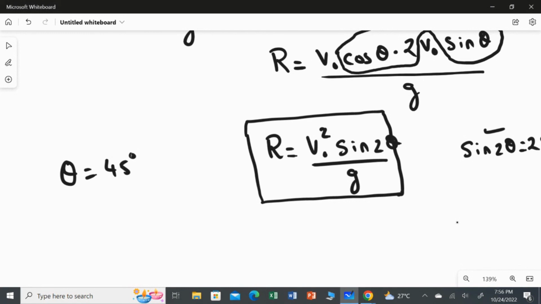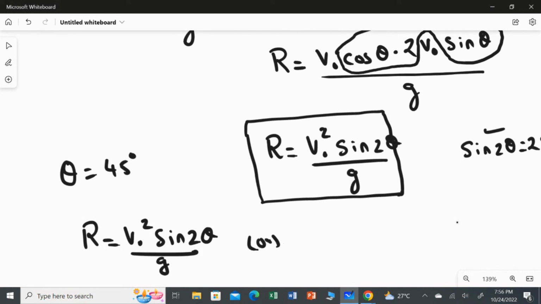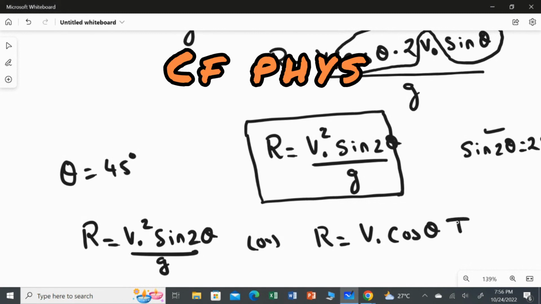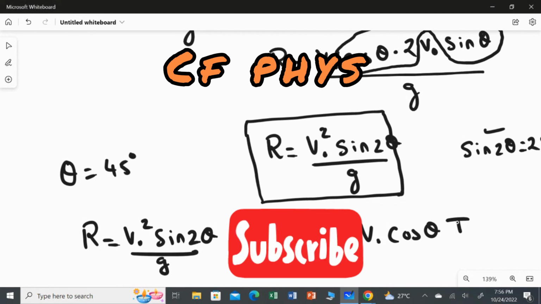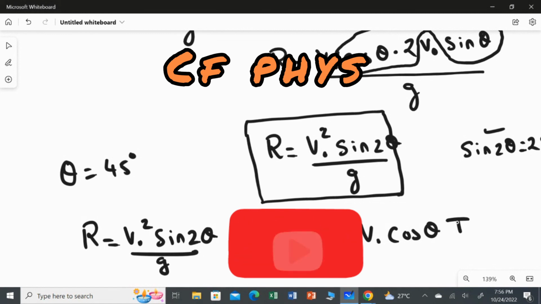Clear? So for calculating the range, you can use two formulas. Either you can use R equal to V naught square sine 2 theta over G, or you can use R equal to V naught cosine theta multiplied by the total time of flight. Both equations will give you the same answer. Understand? That's it. This is the explanation for deriving the equation for the horizontal range. Thank you.